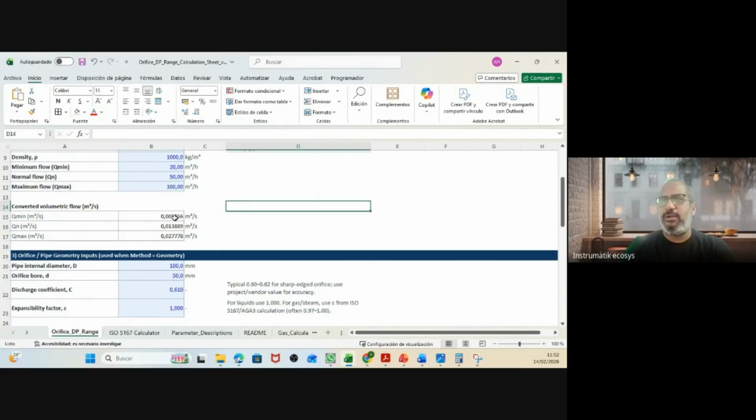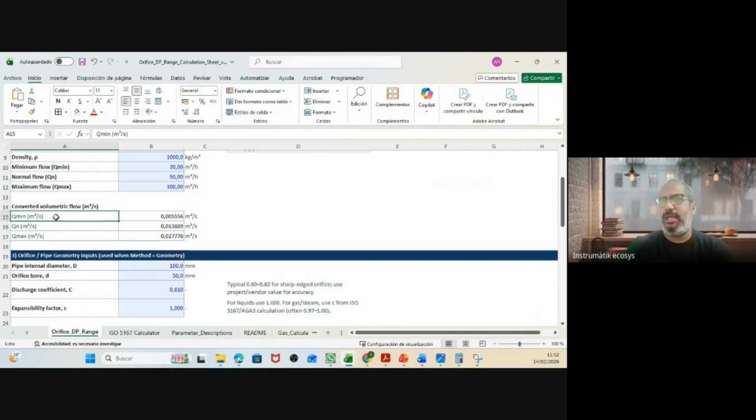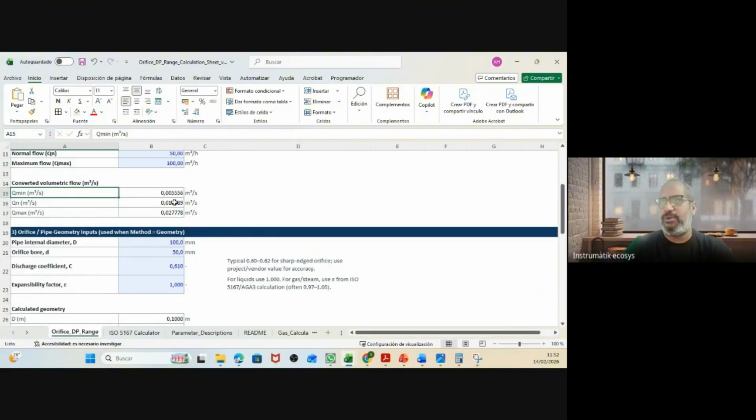automatically calculates minimum flow in seconds. They convert directly here. You can see that this is cubic meters per hour, and here is cubic meters per second. So it's good because you don't have to calculate it separately. You only enter these values, and it's going to give you some conversions instantly, like this one.